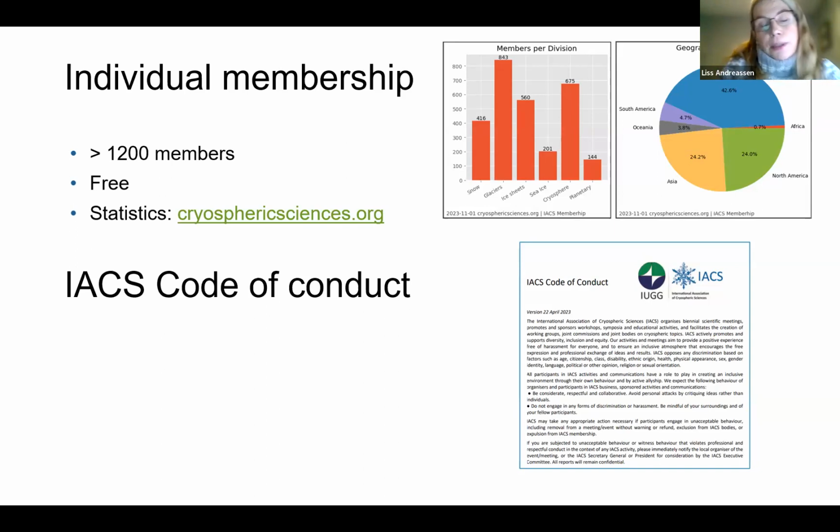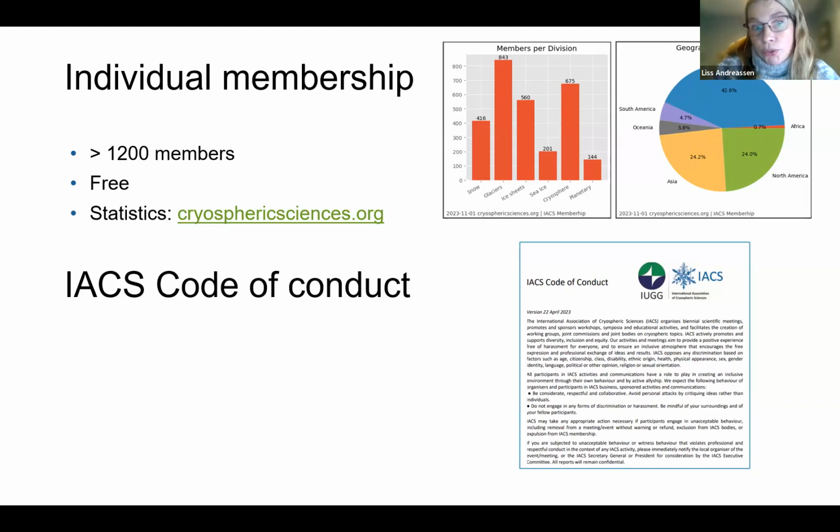So these two plots show members per division. These are statistics that are made every day. So this is the current statistics from 1st November today on the members per division, and also geographical distribution. As you can see, most of our members are from Europe, North America, and Asia, and then a few are from South America and Oceania.